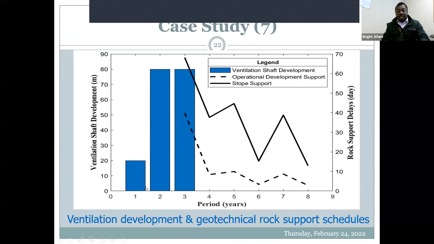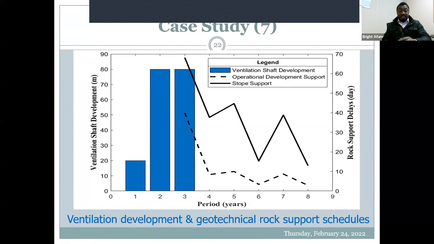So the 2 were running concurrently and completed before the operational development support and the stope support also come in. So whilst you are stoping, you are also seeing the schedule for the stope supports and also the schedule for the operational support. So at least you have a fair idea of when you should have a ramping up or a ramping down of your production. And when you see year three, you can see that year three is the year that you have most of your peaks. So the mining engineer could even recommend contract mining.